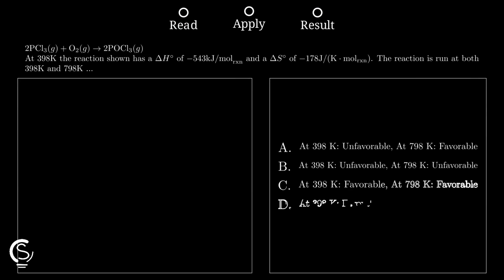First, we use the formula delta G equals delta H minus T delta S. Since delta H is negative and delta S is negative, temperature will determine if the reaction stays favorable.